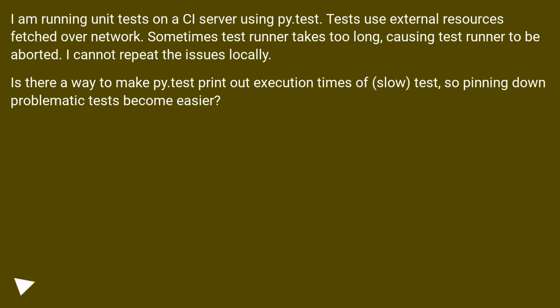I am running unit tests on a C server using py.test. Tests use external resources fetched over the network. Sometimes the test runner takes too long, causing the test runner to be aborted. I cannot repeat the issues locally. Is there a way to make py.test print out execution times of slow tests, so pinning down problematic tests becomes easier?